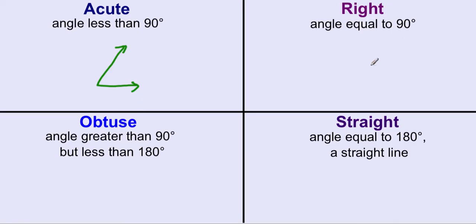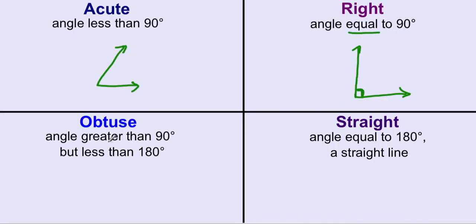A right angle is equal to 90 degrees. So a right angle is a perfect right corner, or as close as I can get it. Think of the corner of a sheet of paper as a good way of measuring a right angle. You're often going to see this little notation here. That's telling you it is exactly 90 degrees. It is a right angle.